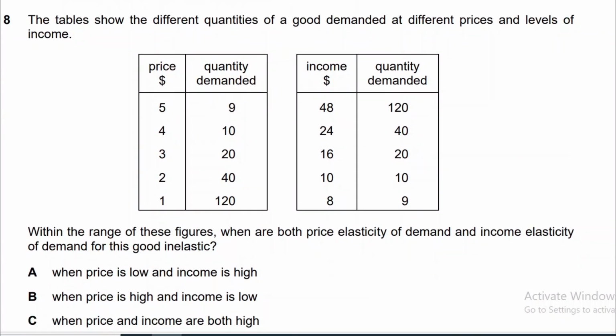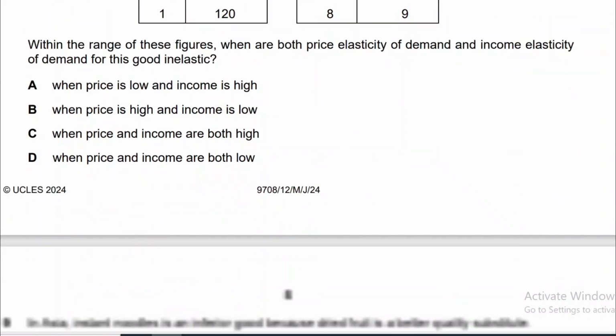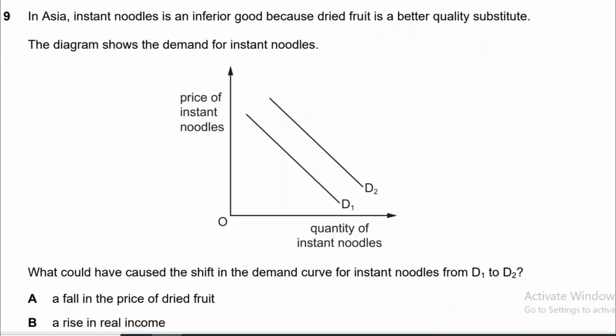Moving to question number 8, question number 8 also has construction issues, so this question was also discounted by Cambridge, so we will not discuss this question as well.